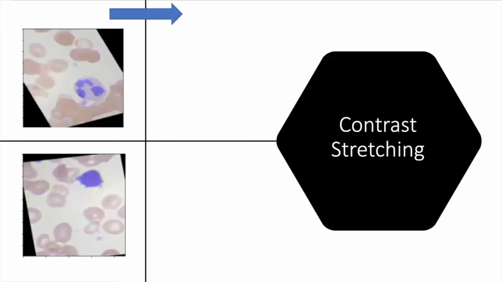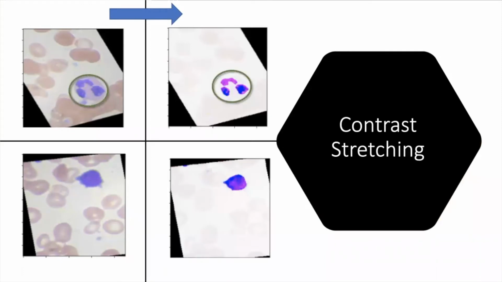Contrast stretching is an image enhancement technique. It stretches the range of pixels to a larger range so that the shape of the nucleus is enhanced and the outline of the red blood cell is weakened.